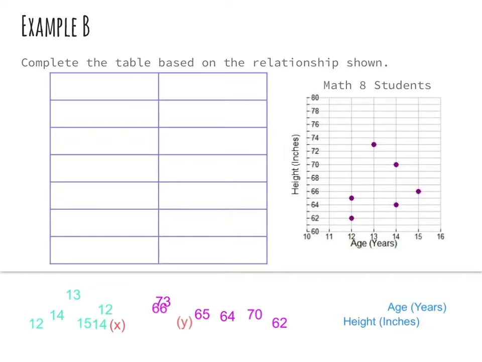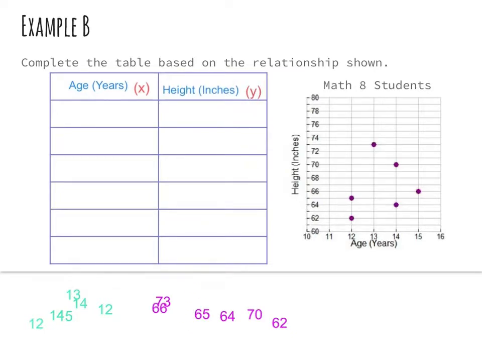So I'm going to start by labeling my table. So I need to have an x and I need to have a y. Since ages is across the x-axis, that's going to be my x. And since height in inches is along my y-axis, that's going to be my y. So my height in inches is going to be my y.